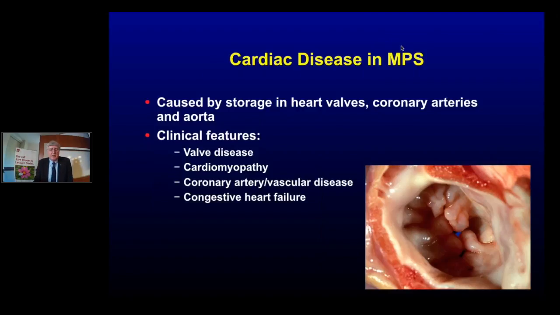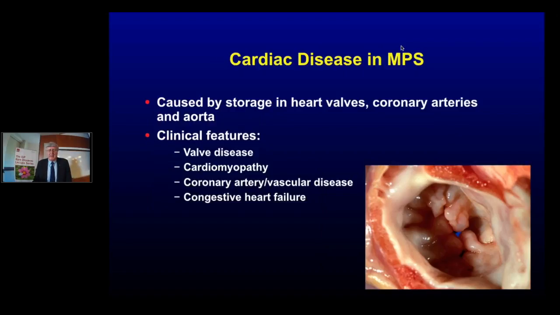It's due to storage in the heart valves, coronary arteries, and aorta. Typically in MPS 1 patients, the severe MPS 1 patients are Hurler syndrome. Historically, a lot of them used to die after a mild illness. What happened is they tried to increase their cardiac output and actually had an MI due to coronary artery disease. Most of the other disorders where they have somatic involvement, it's really primarily a valve disease.